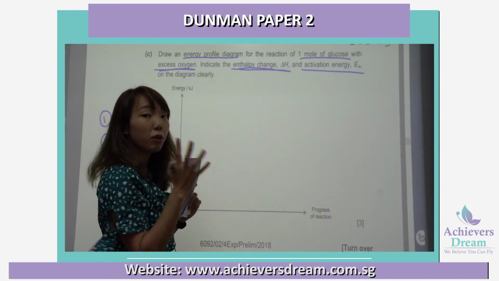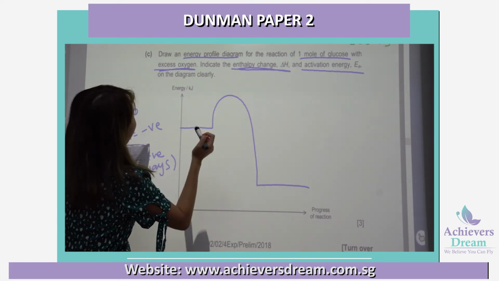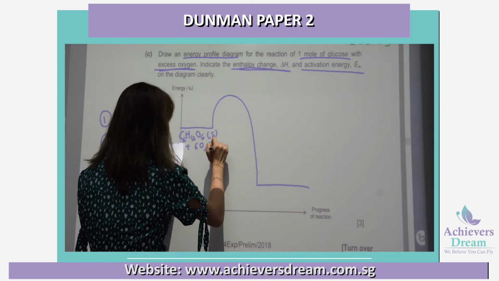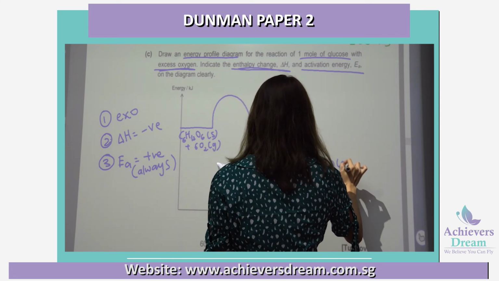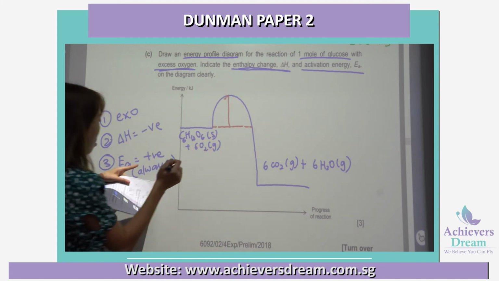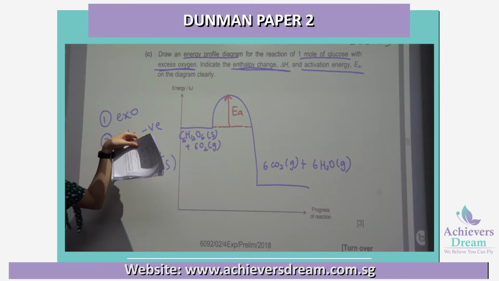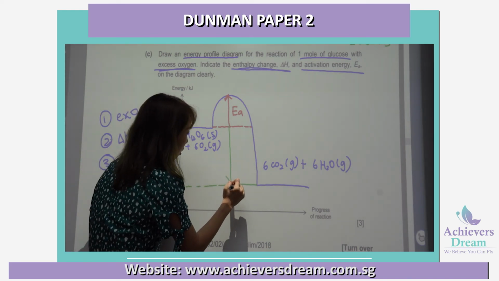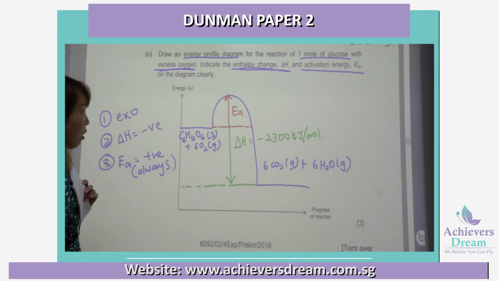For exothermic reaction, the energy level for your reactants is higher than the energy level for your products. So for reactants is C6H12O6 plus 6O2. Then for the products is 6CO2 plus 6H2O. Then now, what is the activation energy? It is this. Remember, activation energy is always positive, so it's always pointing upwards. So this is my EA. Then how about my enthalpy change? Enthalpy change is the difference between this, correct? Because it's negative, my arrow will be pointing downwards. So I label delta H equals to minus 2300 kilojoules per mole. Okay?